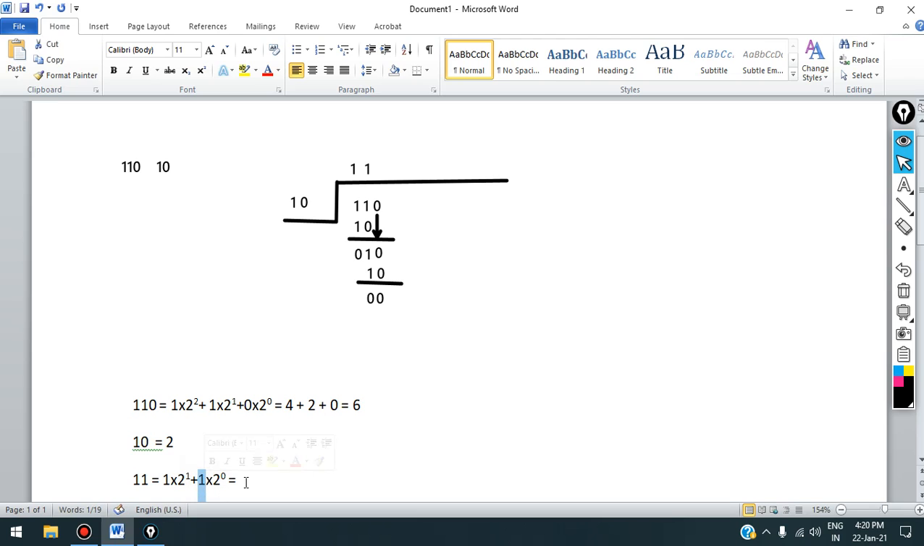1 into 2 raised to power 0, 2 raised to power 0 means 1, 1 into 1 is 1. So here will be 1, and plus will be as it is. Then here will be 1 into 2 raised to power 1, that is 2. So 2 plus 1 makes 3. So this means our answer is correct, this division is correct.